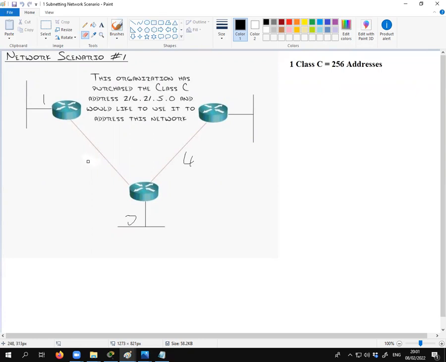Okay, so we have a company. We purchased a Class C network. Who did we purchase this Class C network from? If it was a public network, who would you purchase it from? Your ISP. Okay, so we have a Class C network, 216.21.5.0, but we need to take that one network and use it to address this diagram. So how many different networks are in this diagram? 3.